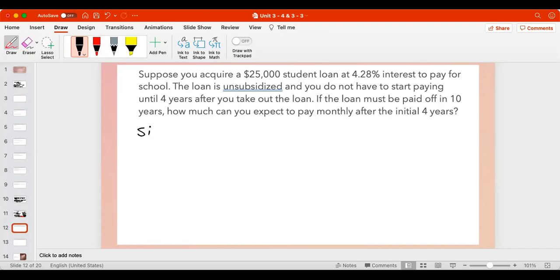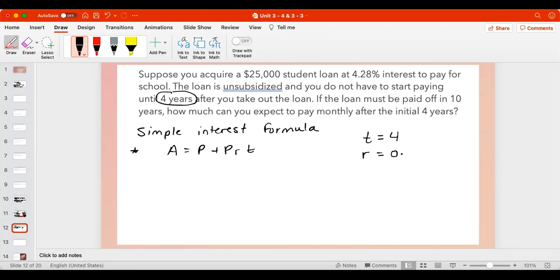So remember the simple interest formula. It's A is equal to P plus PRT. We're going to use this formula to figure out how much money we're going to owe after those first 4 years. Because while we borrow that money, each year it is gaining interest, so we would have to pay that interest off. That's the difference here. So the T is going to be 4 in this case.